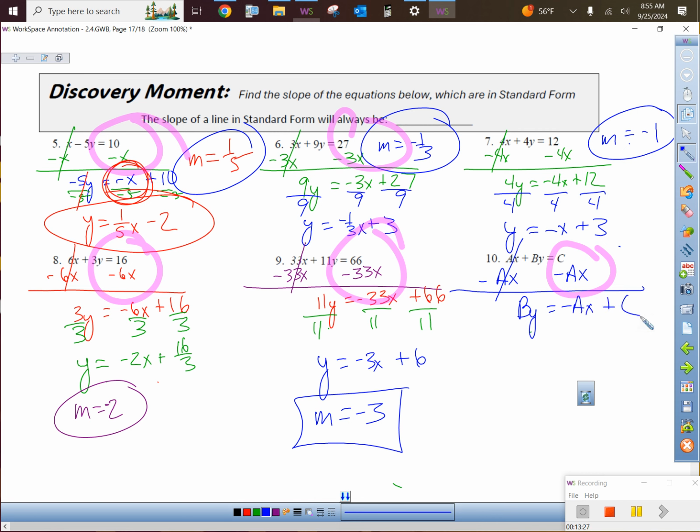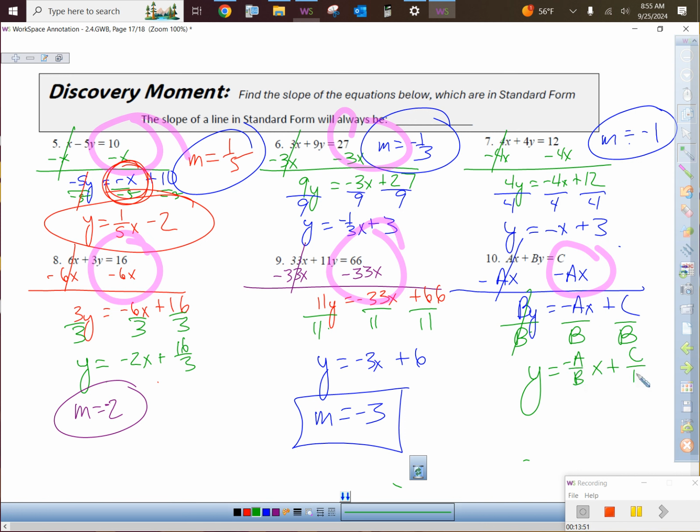Am I finished? What do I still got to do? Divide every term by B. Those cancel because you got a B upstairs and a B downstairs. That doesn't cancel, so we're going to leave it. Negative A over B with an X off to the side plus C over B.